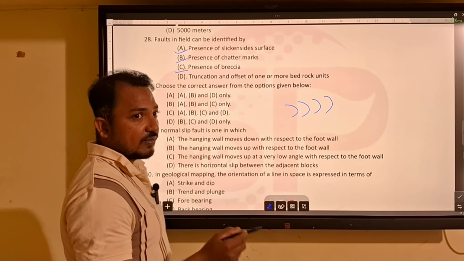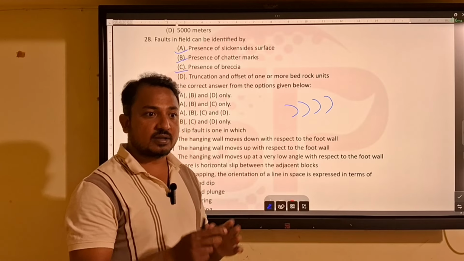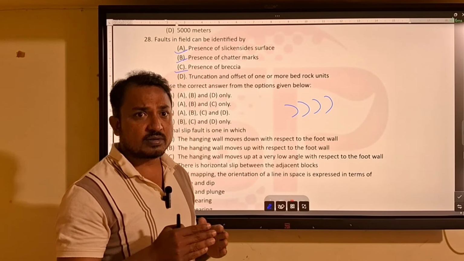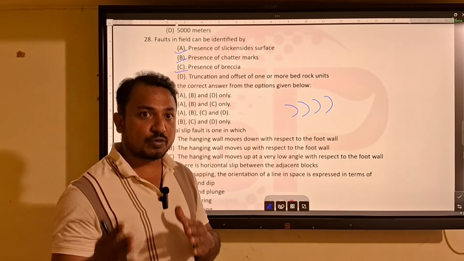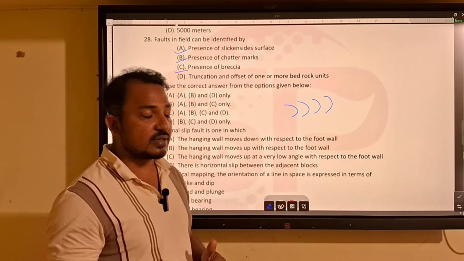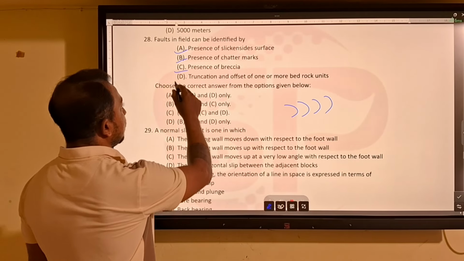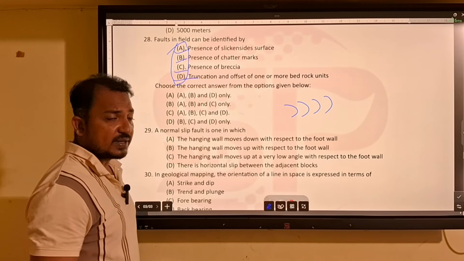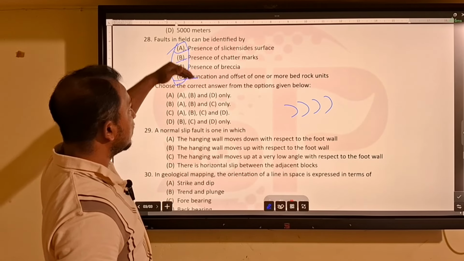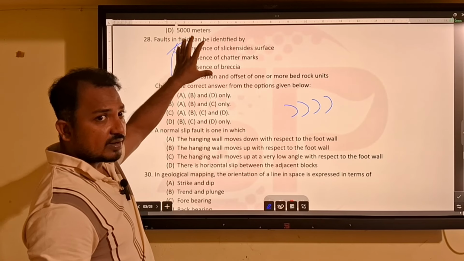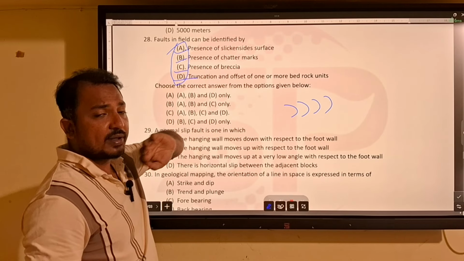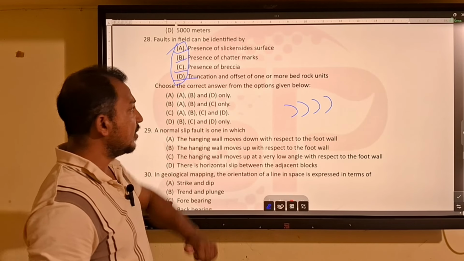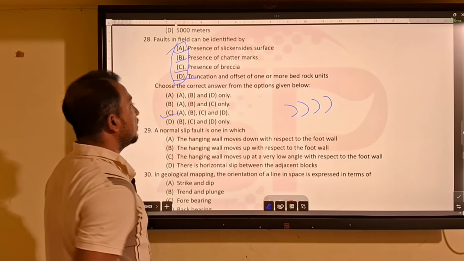Presence of breccia, which we have discussed in a past question: fault breccia and fault gouge are indicative of fault zone rock. They always indicate the presence of a fault. Then truncation or offset, as in a tear fault, you will see offset. That also indicates a fault. So all four indicate the presence of a fault. You can remember these things. These are the structures that help to recognize a fault in the field. So the answer will be A, B, C and D.